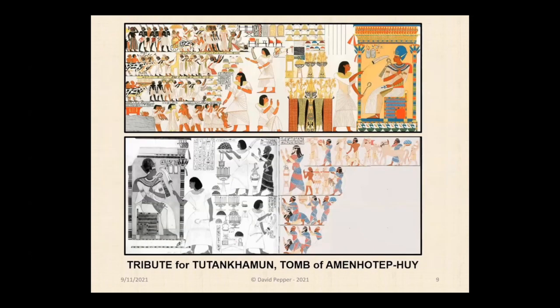Lepsius recorded these colored tribute scenes during his visit to TT40, the Theban tomb of Amenhotep Huy, Tutankhamun's viceroy of Nubia. They show foreign tribute presented to Tutankhamun, who was enthroned in his pavilion. The southern countries bring gifts in the upper picture, and the northern countries present offerings in the lower scene. The nobles who owned these private tombs took pride in showing their involvement in the presentation of foreign gifts to the king and their own access to these luxury goods.